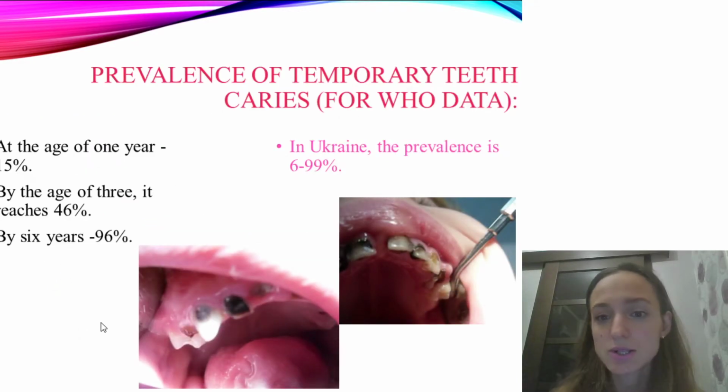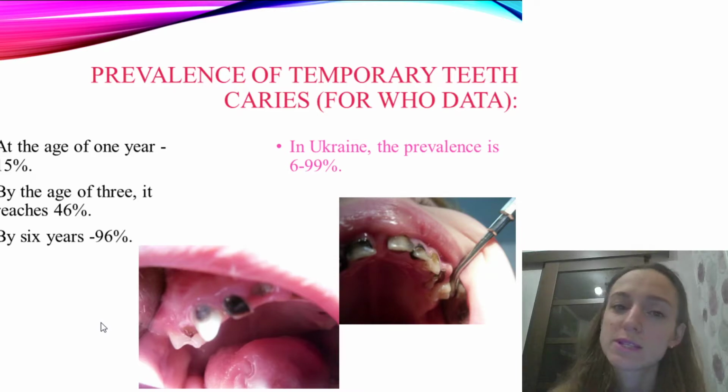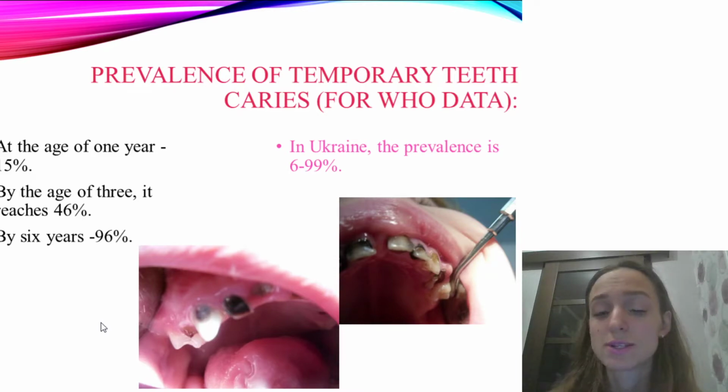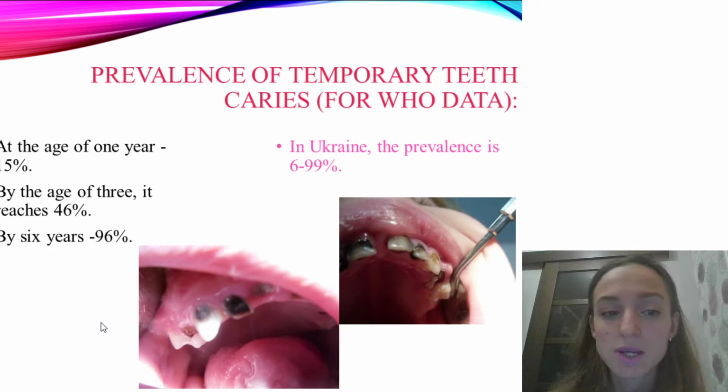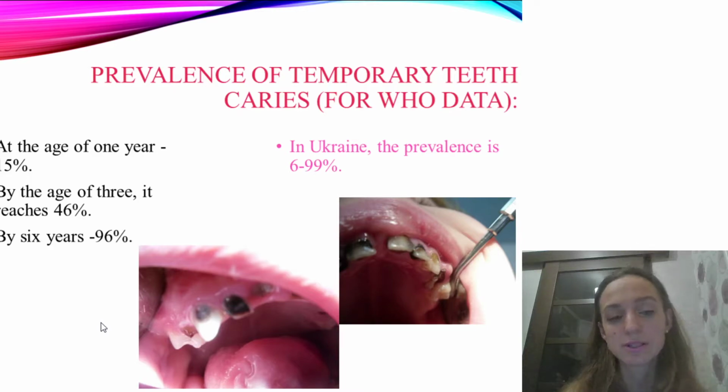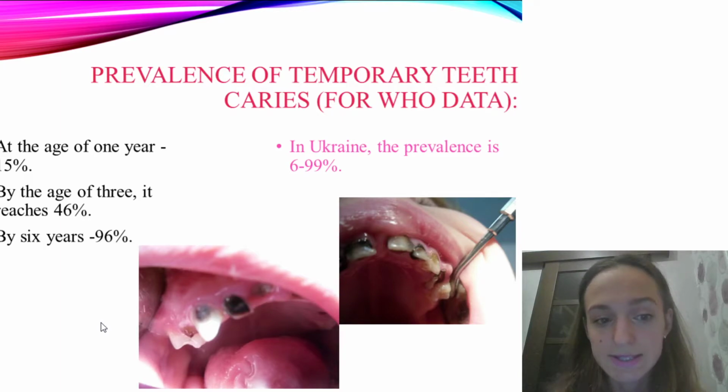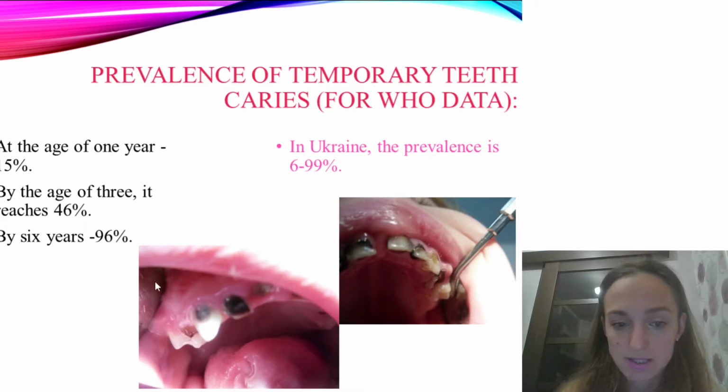Next one, the prevalence of temporary teeth caries. In Ukraine, the prevalence is from 6% to 99%, a very high level. At the age of 1 year, it is 15%. By the age of 3, it reaches 46%. And by 6 years, 96%. And you can see some clinical cases.